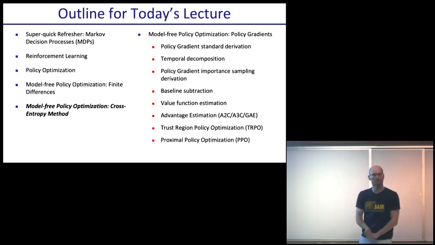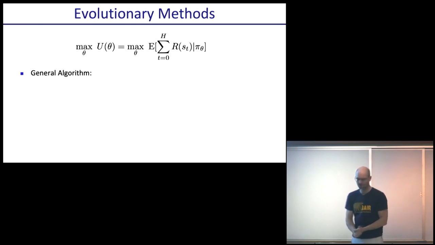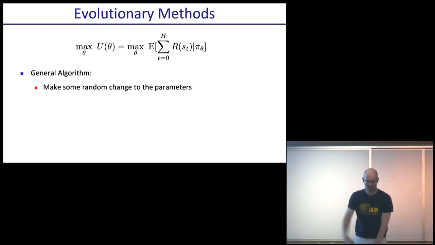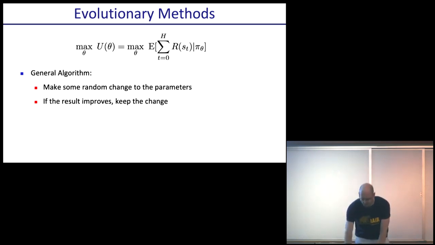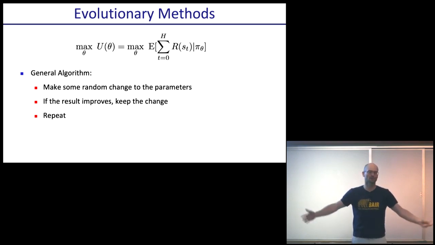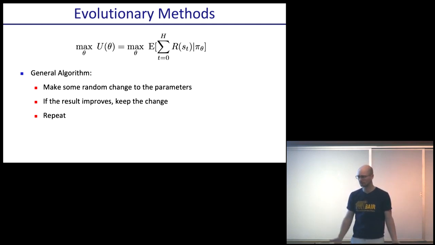We can look at the cross-entropy method, or more generally, evolutionary methods. What do evolutionary methods do? They say, well, we still want to optimize our policy, and a general algorithm would be something along the lines of: make some random change to the parameters. If the result improves, keep the change. If the result doesn't improve, discard the change and repeat. Or you could do this at a population level. You have a bunch of policy parameter settings. You perturb all of them, and then the ones that do better, you keep. The ones that do worse, you discard, and then you regenerate to regrow your population.